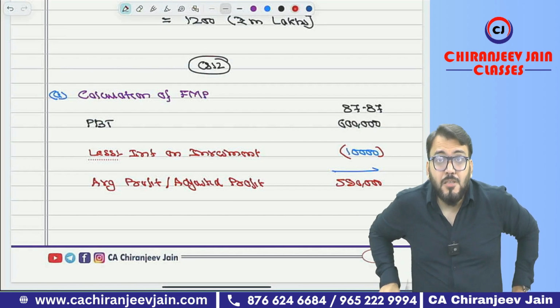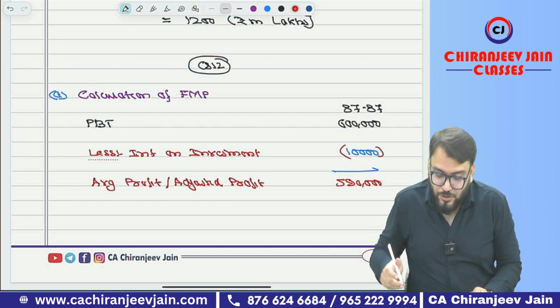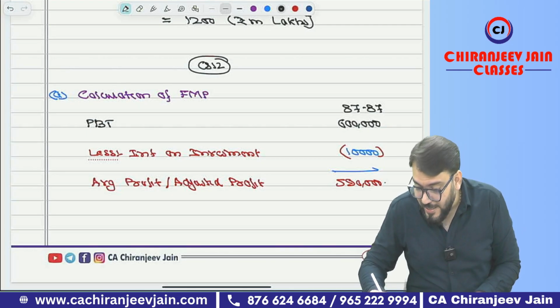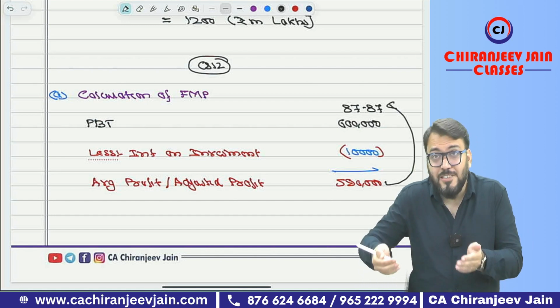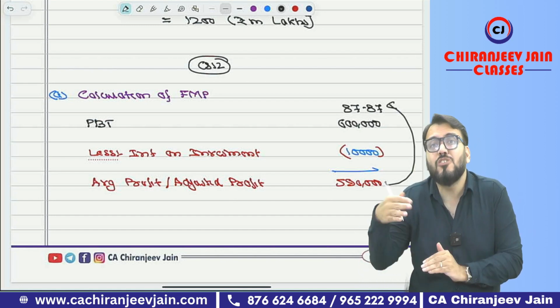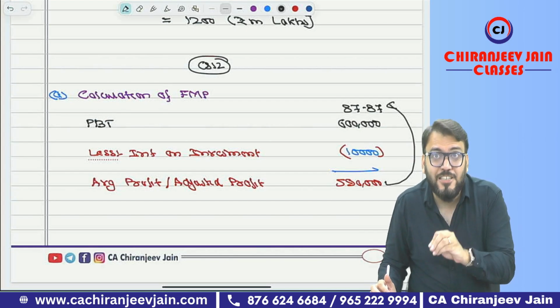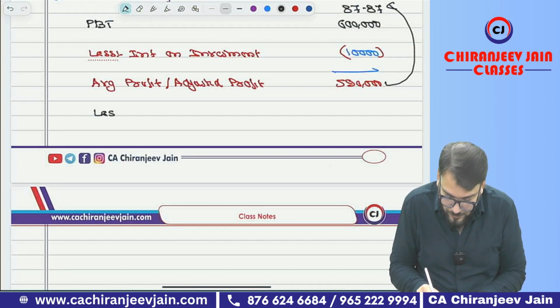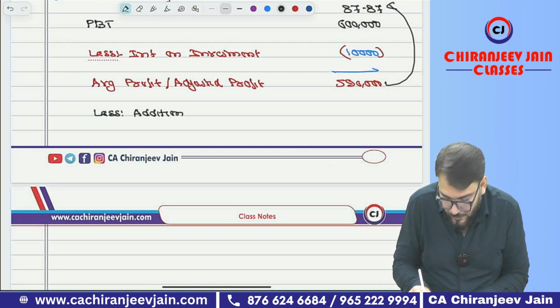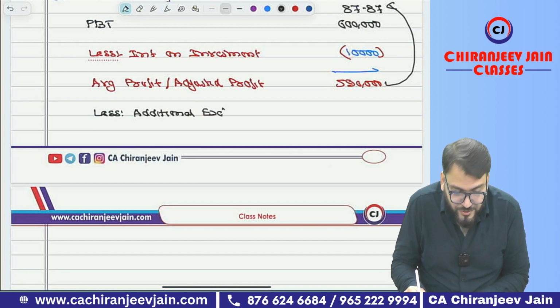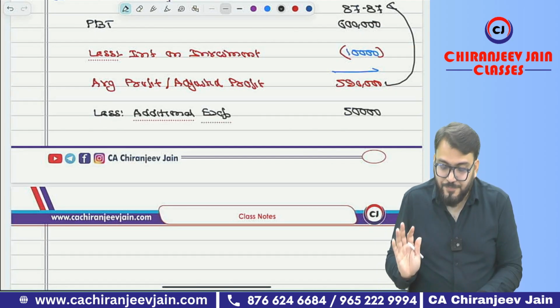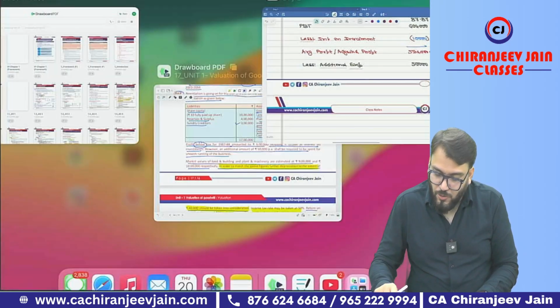Now from this we need to deduct additional expense. They have given that there is one additional expense for smooth running of business. This is the adjusted profit of this year, the average profit. Now we are converting it into future profit. In future there is some additional expense that needs to be deducted. Less additional expense of 50,000.